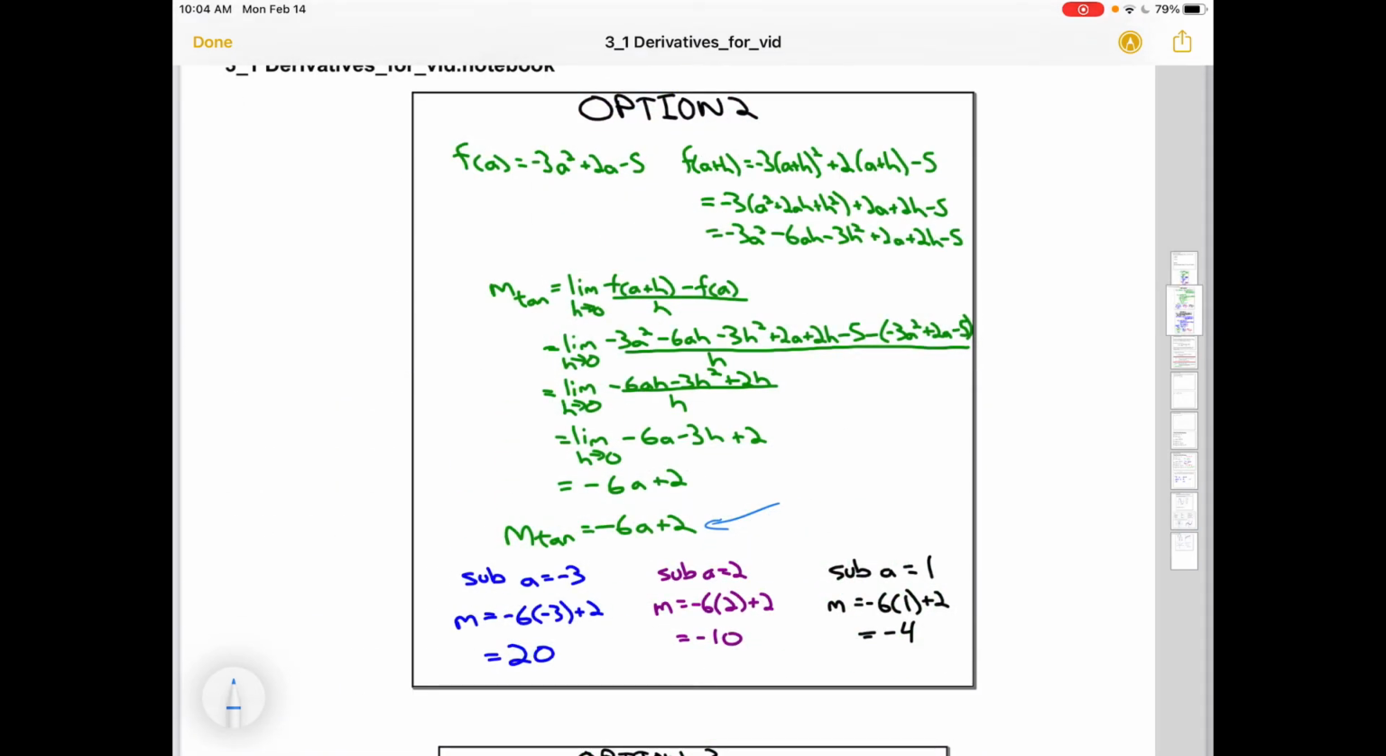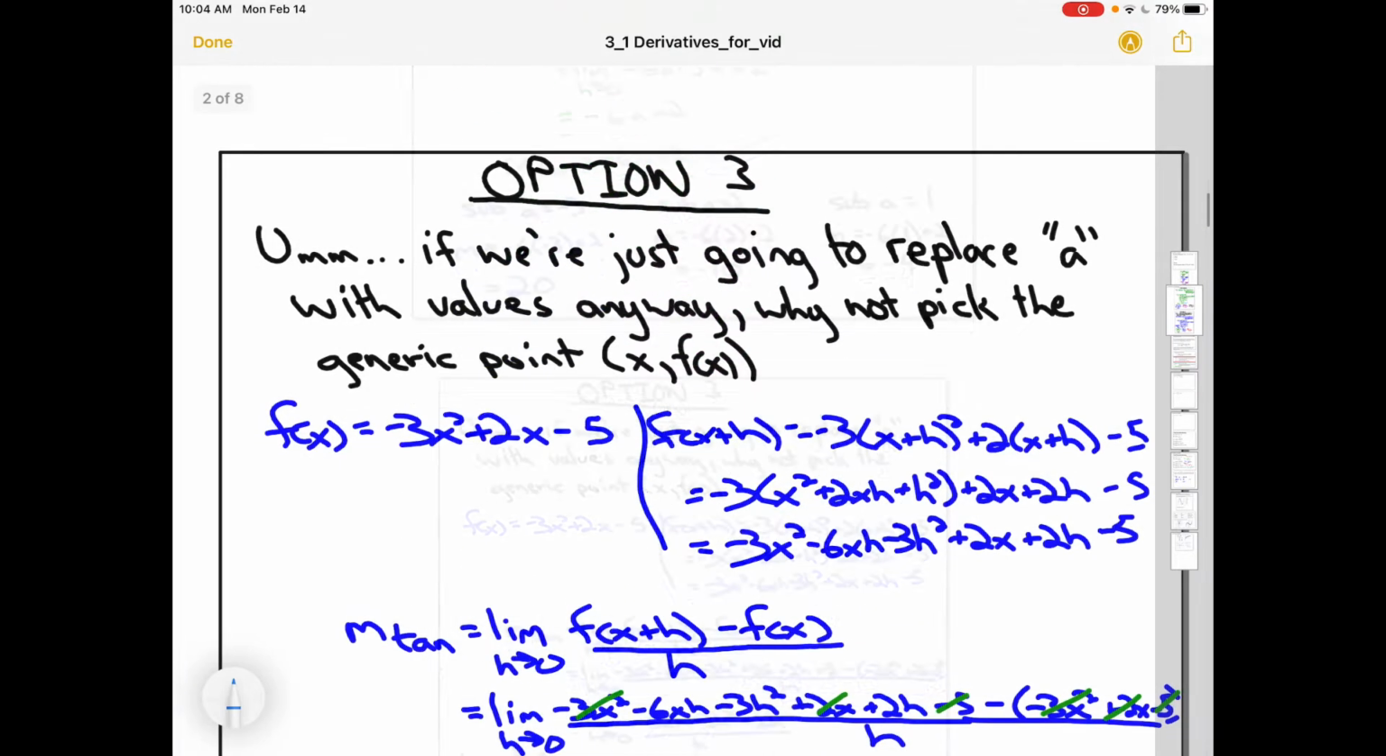It does seem a little silly, though, that we substituted x for a, and then we substituted a for other values. So here comes option 3. It says, if we're just going to replace a with values anyway, why not just pick a generic point, x, f of x, instead of a, f of a, so that you'd have f of x is this, and f of x plus h. It's still kind of painful, just like it was for f of a plus h.